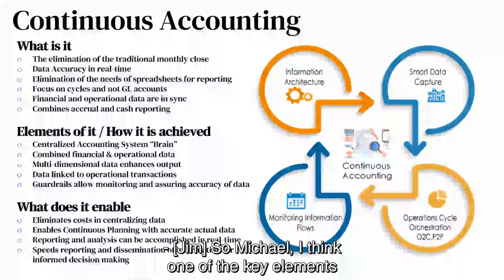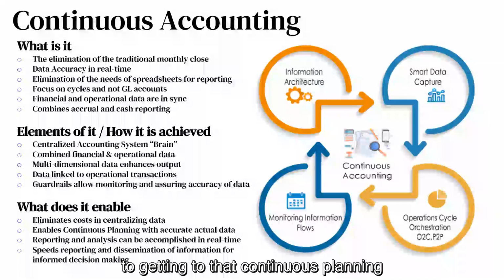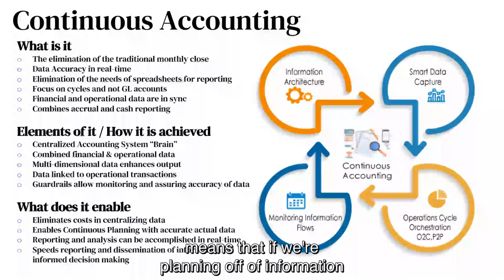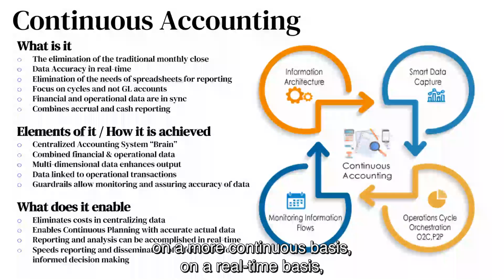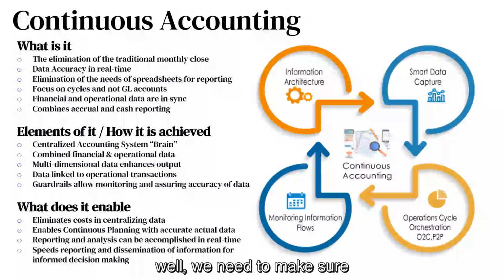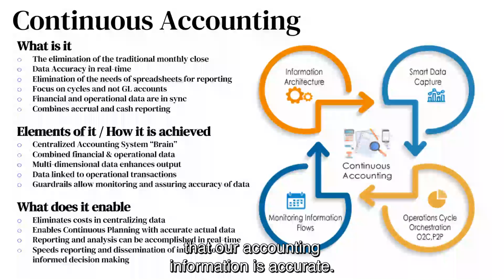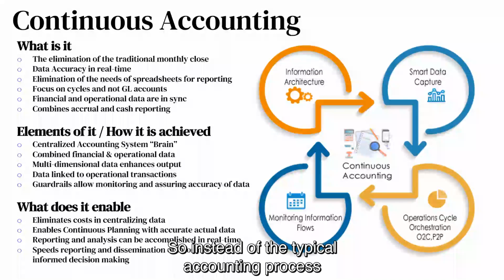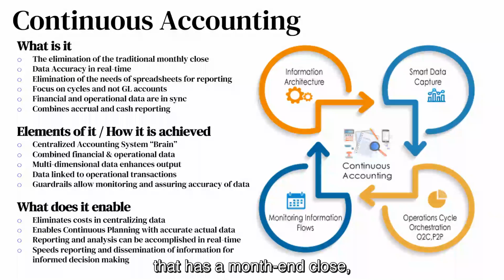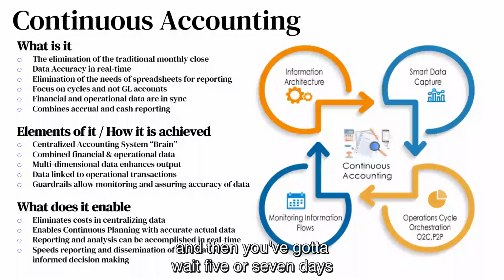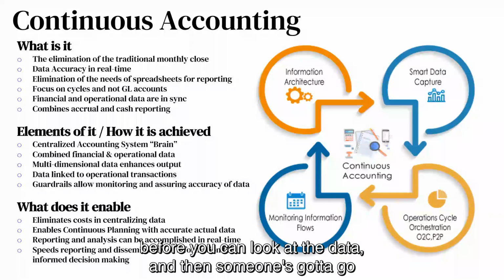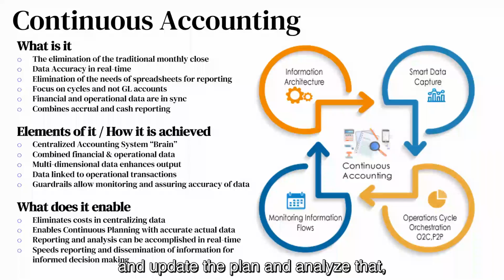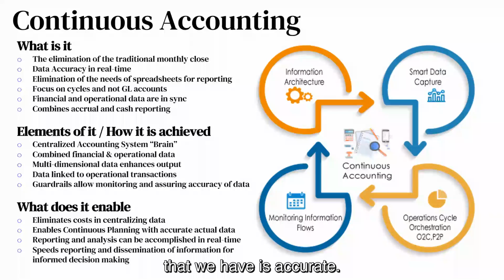So Michael, I think one of the key elements to getting to that continuous planning means that if we're planning off of information on a more continuous basis, on a real-time basis, well, we need to make sure that our accounting information is accurate. And the way that we accomplish that is through a continuous accounting process. So instead of the typical accounting process that has a month-end close, and then you've got to wait 5 or 7 days before you can look at the data, and then someone's got to go and update the plan and analyze that, by going to a continuous close, we can feel comfortable that the information that we have is accurate.